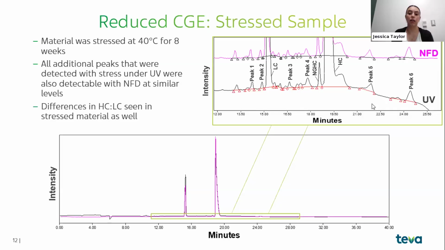Now, I did want to point out here that if we saw that discrepancy in the heavy chain to light chain ratio in the unstressed material, you would see that same kind of increase in the heavy chain to light chain ratio in the native fluorescence in the stress material as well. But if you did see this difference, once again, your reported results would still remain consistent between both detectors.